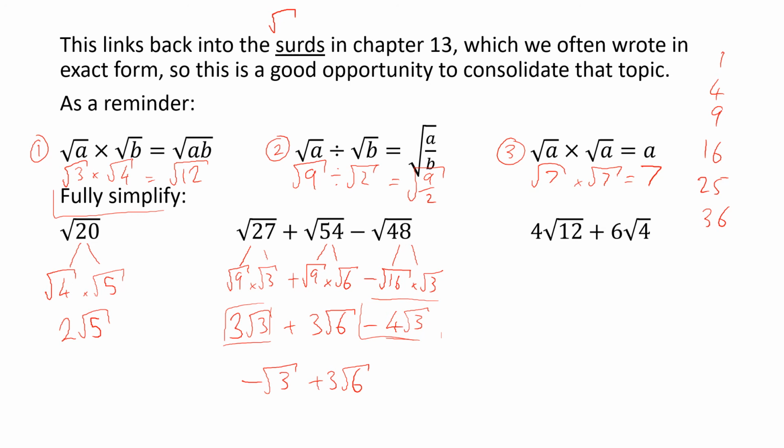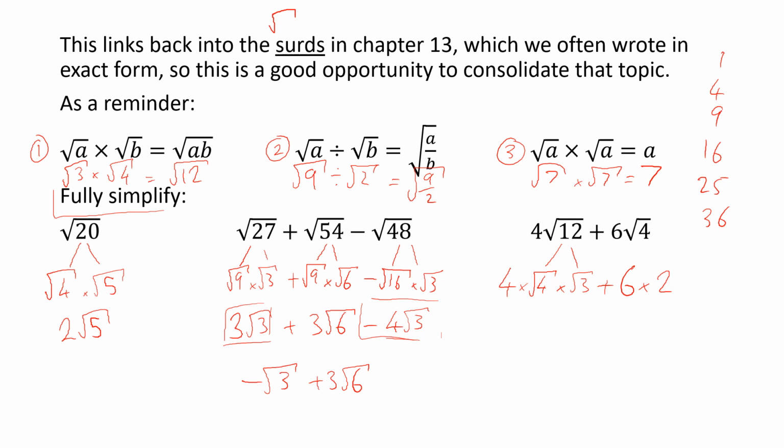Lastly, we still need to do the same thing here. We've got root 12. Now again, think about a square number that would go in there. I think 4 will go into 12, so we'll use that. So this is the square root of 4 times the square root of 3. We can split up that 12 there. And then we're not going to bother splitting up root 4 because we know it's 2. So instead of 6 root 4, we can just write 6 times 2.